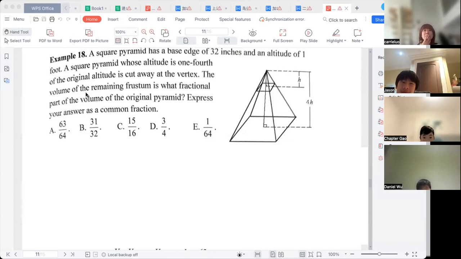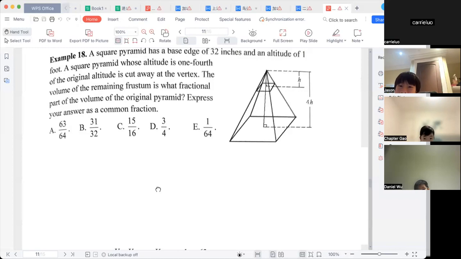What is the volume of the remainder? Okay, remainder. So the answer is what? It's E. 一个鬼 E. Trust me. You got it wrong. D. I said D. Base edge? You got it wrong. What is the formula?